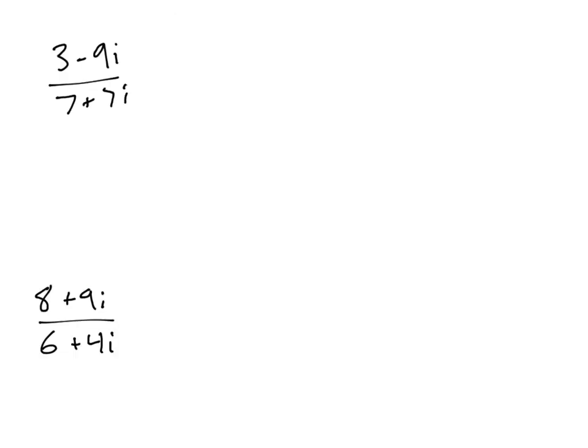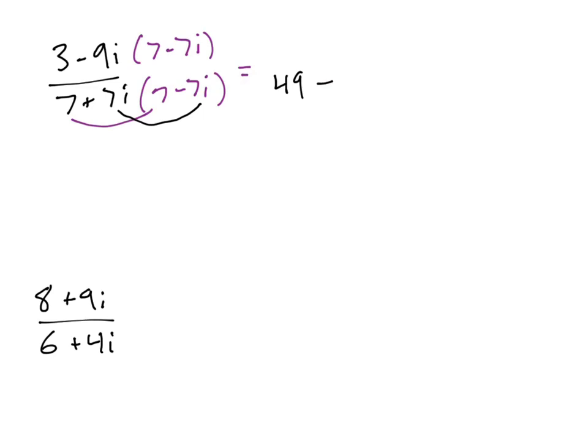And here's a couple more examples that we can try out. Our first step is to multiply times the conjugate of the denominator. And we also need to multiply by the same thing into the numerator. 7 times 7 gives us 49. And 7i times negative 7i is negative 49i squared. Keep in mind that i squared is negative 1, so this is really the same as plus 49.